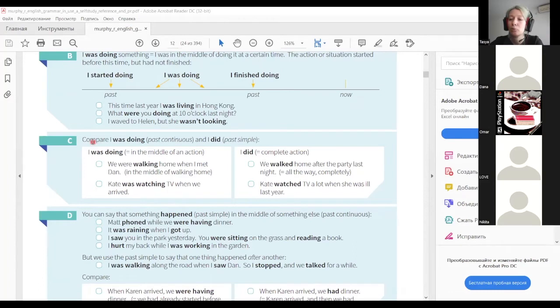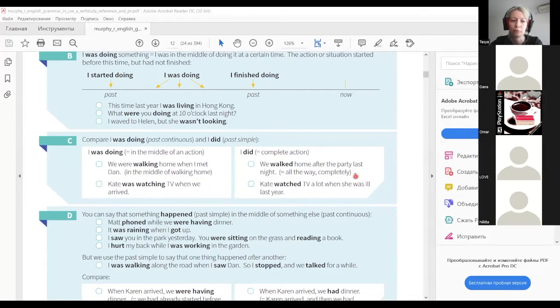This one is very important. In every test you have this, like compare I was doing and I did. I was doing is in the middle of action. I did is a complete action. Like we were walking home when I met them. Когда мы шли домой, когда я встретил их. In the middle of walking home. And we walked home after the party last night. All the way completely. То есть мы пришли домой, мы шли домой.